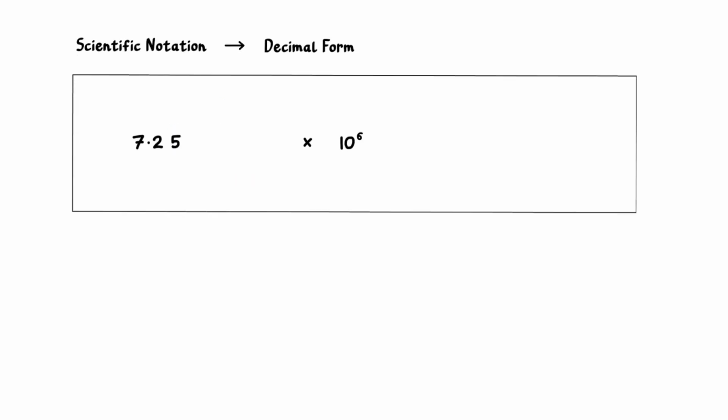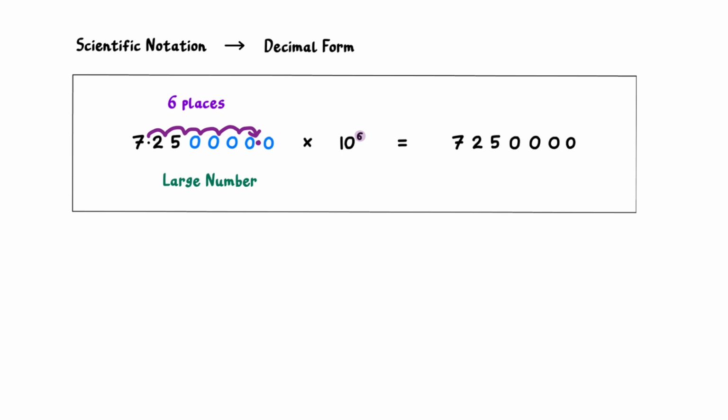To convert from scientific notation to decimal form, we reverse the process. In this example, the power of 6 means the decimal point must move 6 places. Since the power is positive, the resulting number should be large, so we must move the decimal to the right. Writing in some trailing zeros and shifting the decimal 6 places to the right gives us the final value, 7,250,000.